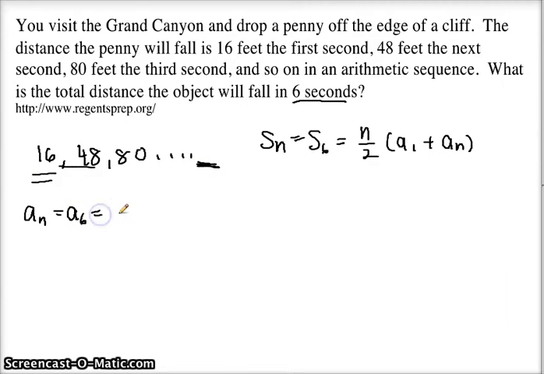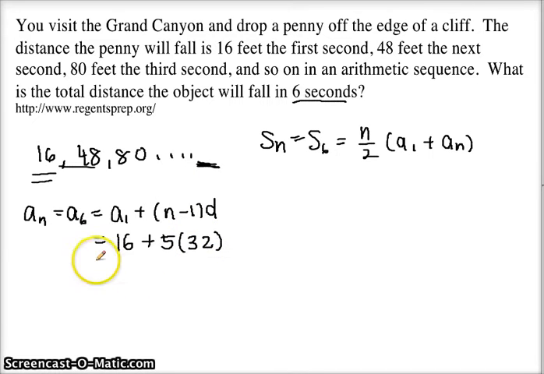So we have A6 equals A1 plus n minus 1 times d. So A1 is 16 plus n minus 1, so 6 minus 1 is 5. And d, how much is this increasing by each time? So I'm just going to do 48 minus 16, which is 32. And then I'm going to do 16 plus 160 equals 176. So that means it goes 16, 48, 80, and so on, until 176.